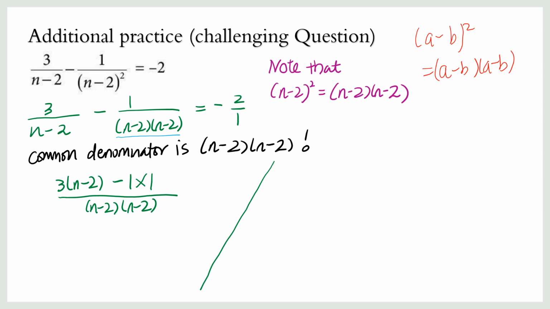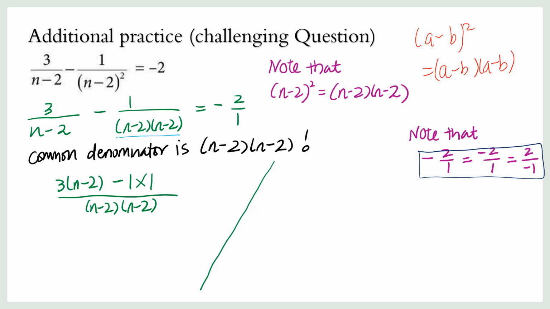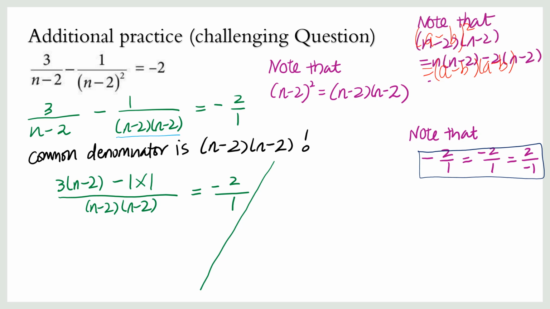Now, so the second recap is that you can actually write negative 2 over 1. All these three stuff here, they're equivalent to one another. So this is what we're going to do next. We're going to put the negative sign at the numerator. That means we're going to write it as negative 2 over 1. Now, the third recap is the expansions of n minus 2 times n minus 2. Right, we use distributive law here. And then you end up getting n squared minus 4n plus 4.